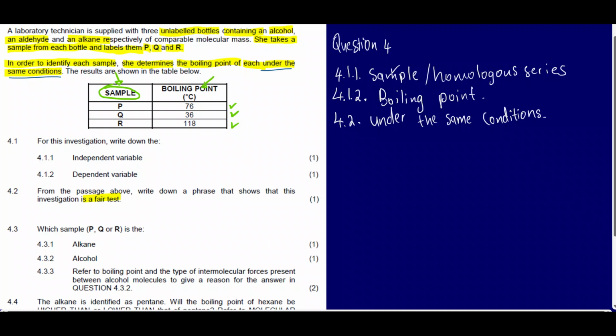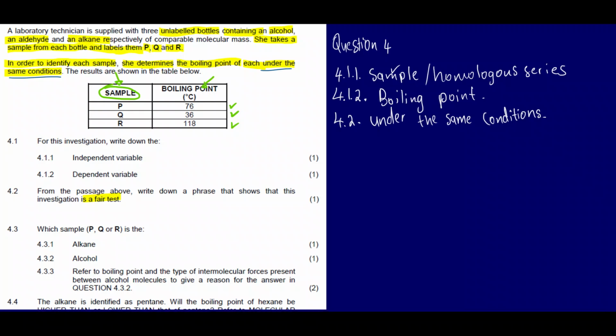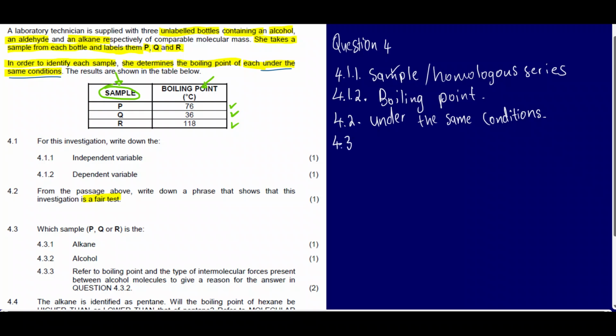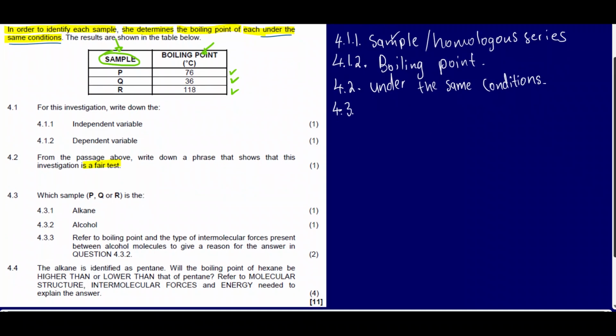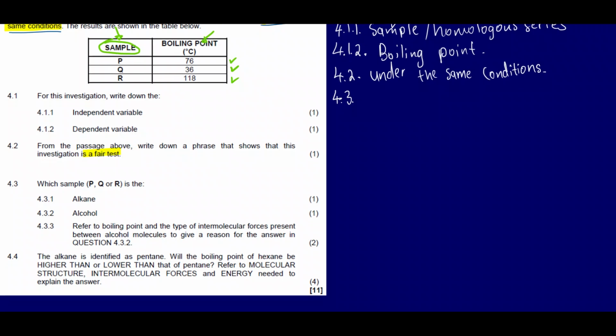The fact that the molecular masses were comparable also shows that it's a fair test. But the best answer for this one would be under the same conditions. So let's look at 4.3.